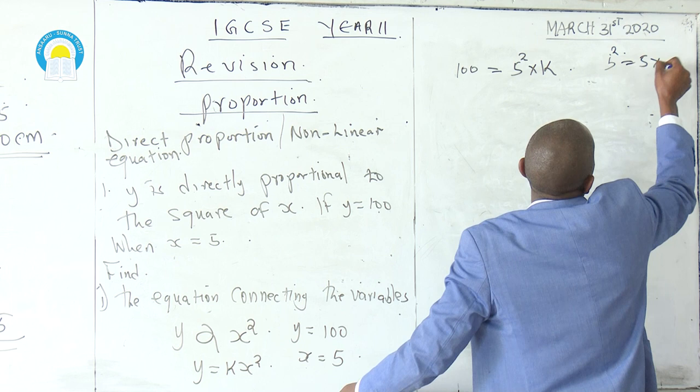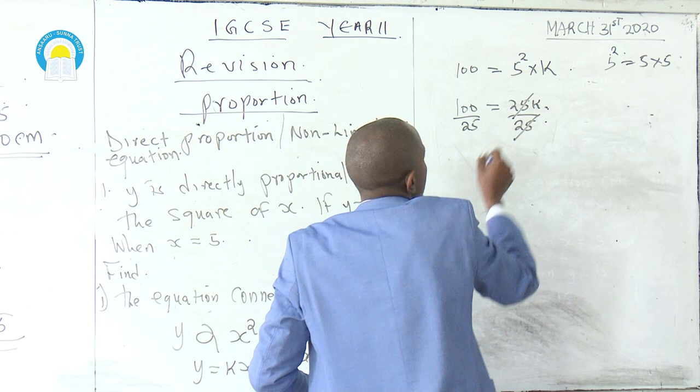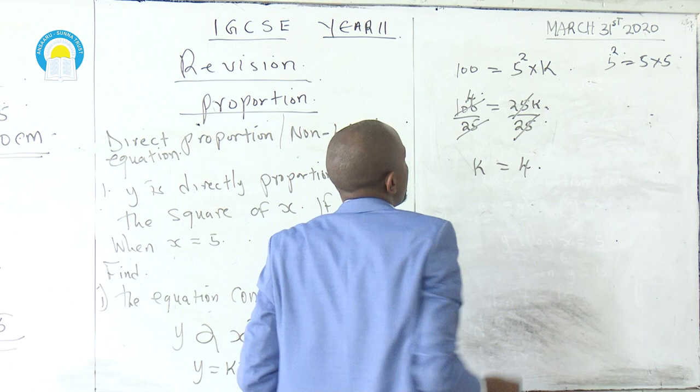Now, it is 100 is equal to 25k. Then, divide by 25 on both sides. This and that will cancel. k is equal to 4. Now, this one goes here 4 times. 4 times 25 will give you 100.